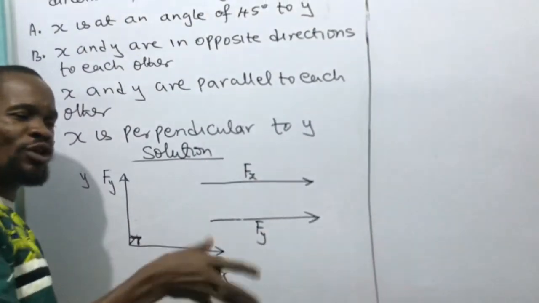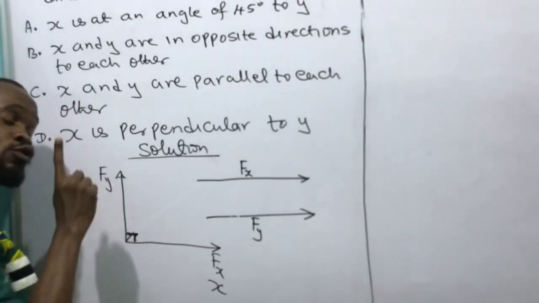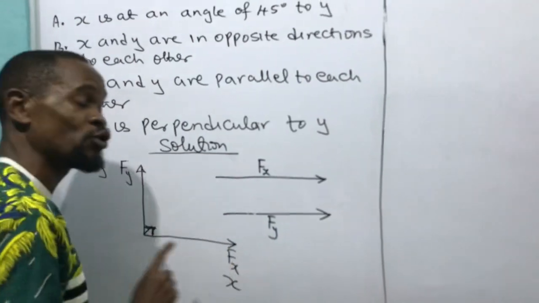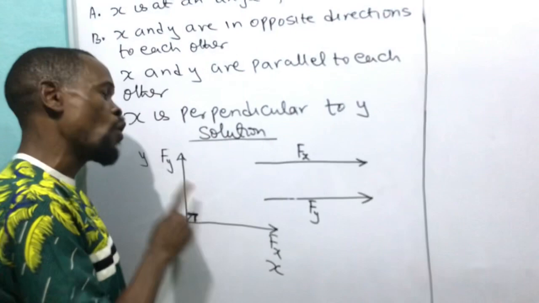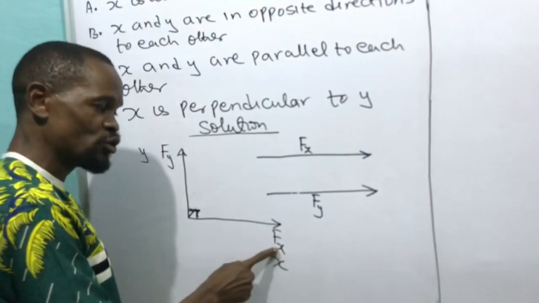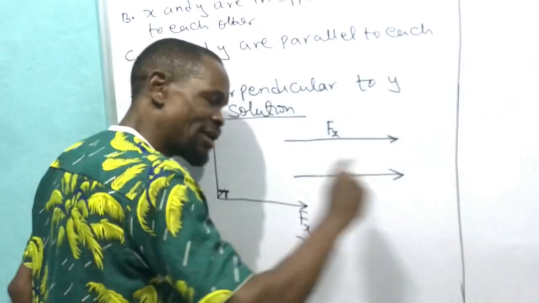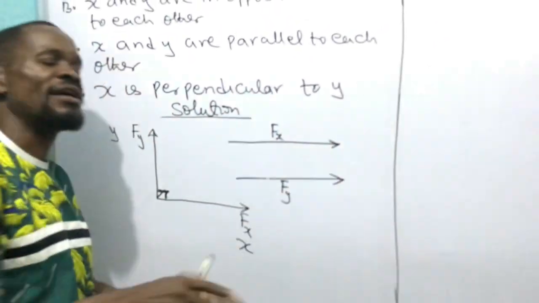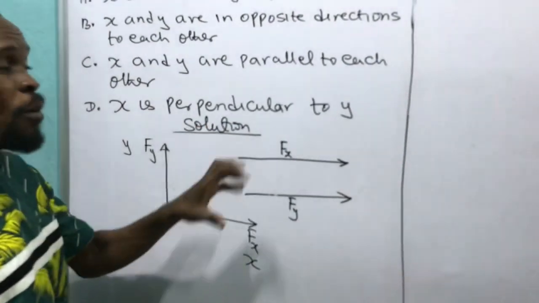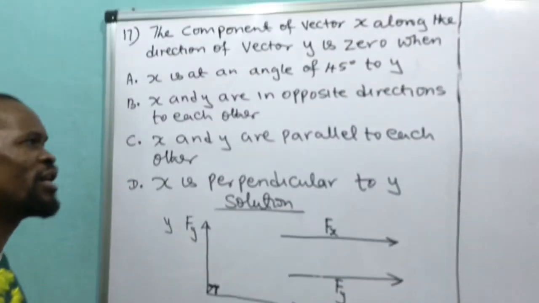If a force does not have components, it means that the two forces are perpendicular to each other, and Y must be perpendicular to X. Y must be perpendicular to X, and another condition is that the two forces must be moving in parallel, so that they will not have a component. So let us look at the options they give us.